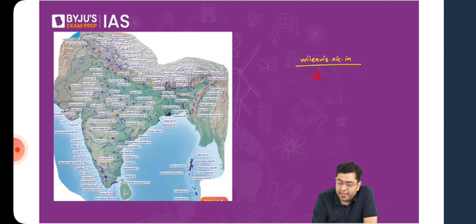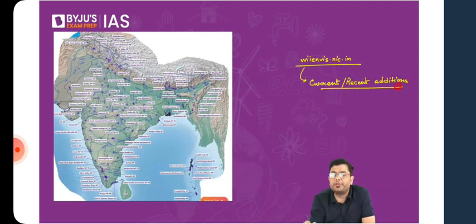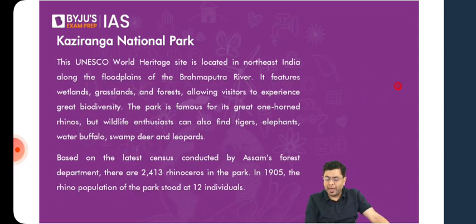Okay, and here take a look at the current editions, current affairs, or recent editions which have happened. The recent additions which have happened need to be taken a detailed and in-depth look at. Now you have, for example, the case of the Kaziranga National Park. Kaziranga National Park is a UNESCO World Heritage Site and is located in the northeastern part of India along the floodplains of the Brahmaputra River.